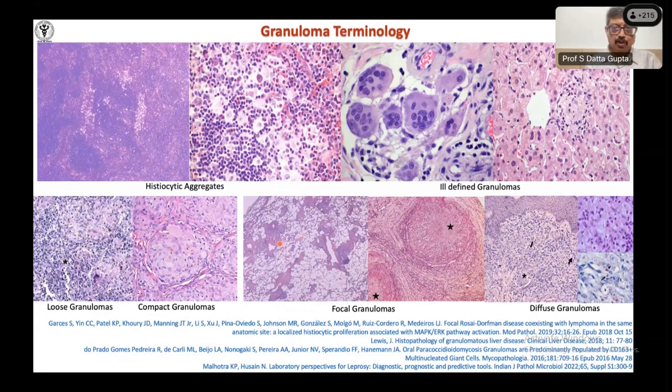Right? Focal granulomas are granulomas located separately in small areas. This is in sarcoidosis where they are perilymphangitic, like bronchocentric. So this is a focal granuloma in tuberculosis. Diffuse granuloma is where they are not well defined. Classical is lepromatous leprosy. So you have focal granulomas, diffuse, compact and loose. Compact granulomas without necrosis are called hard granulomas in the case of tuberculosis.